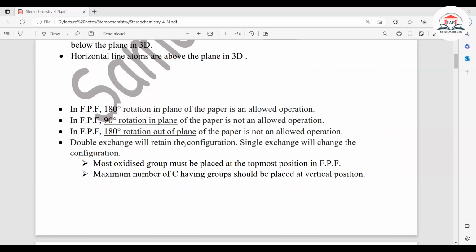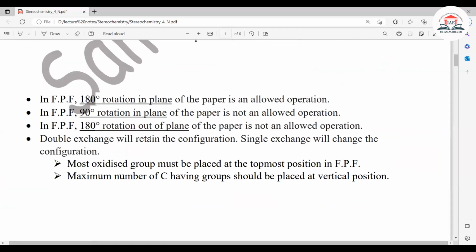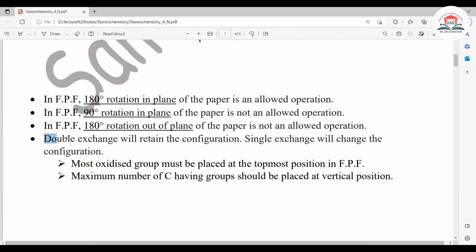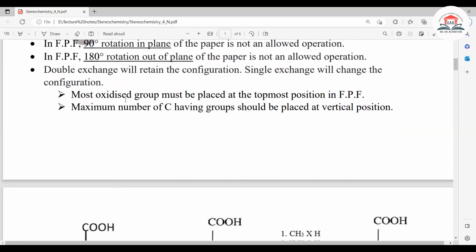Another important point is double exchange. Double exchange will retain the configuration, and single exchange will change the configuration. I will explain these again with examples. Then, most oxidized groups must be placed at the topmost position in the Fischer projection formula, and the maximum number of carbon-containing groups should be placed at a vertical position.